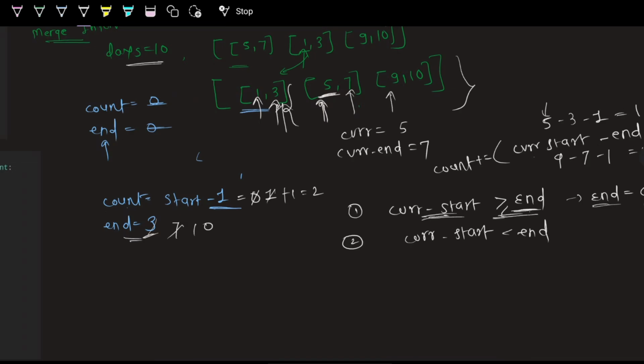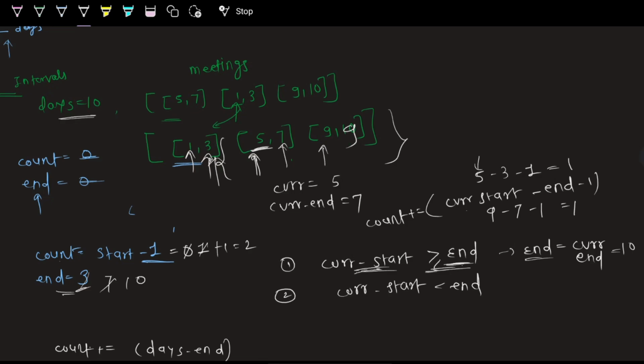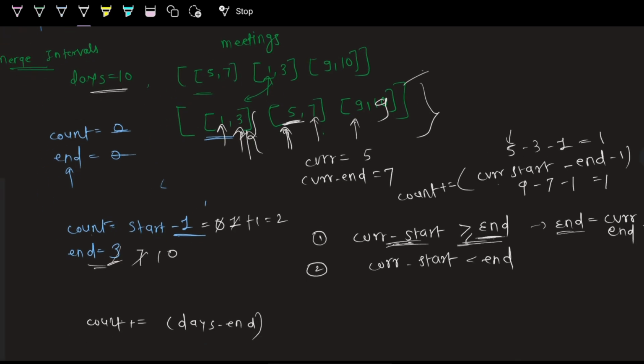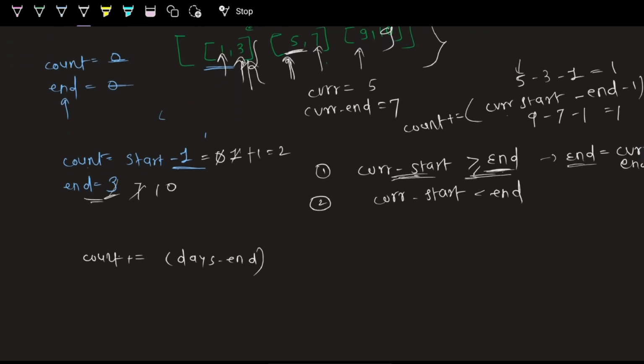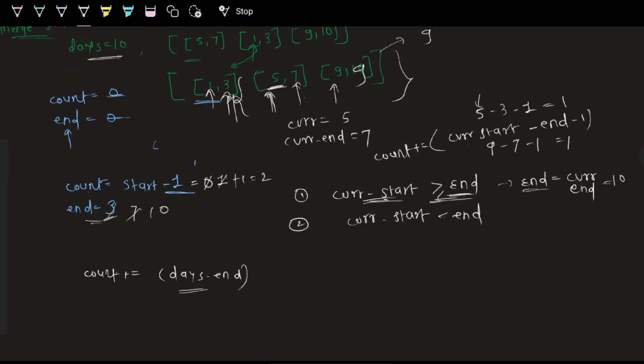So my end has become a 10, and they have given that the employee is available for working from 1 to 10 days. What I will do at last, I will just say count plus equal to, basically I will increment it, days minus end. Why am I doing this? There might be the case that the largest element in this meeting array can be the 9 only. So if you see it is ending at a 9 only, but my employee is available till 10th day, so 10 minus 9, that is 1. So 1 day is remaining, so that's why I am doing this, and it will be added over there. So I hope you understand this problem.